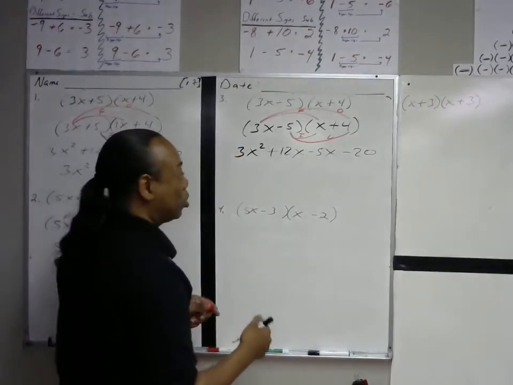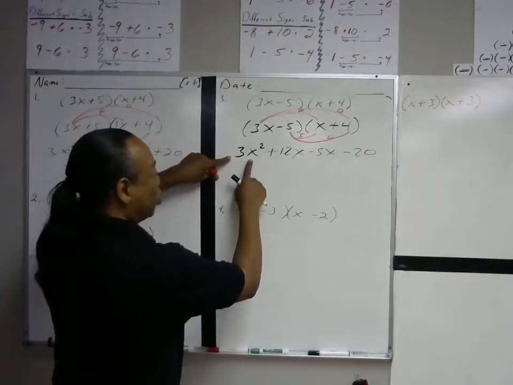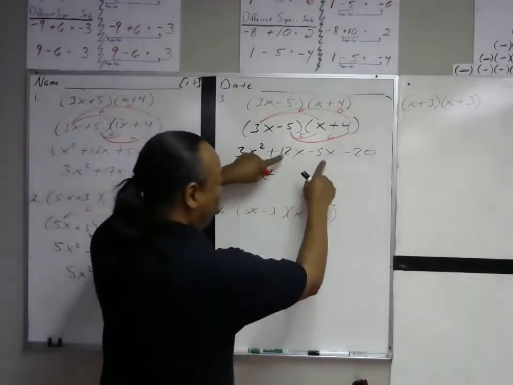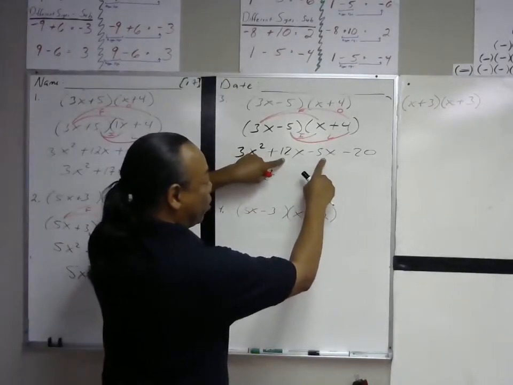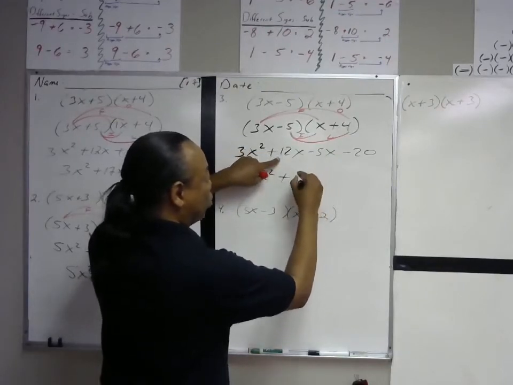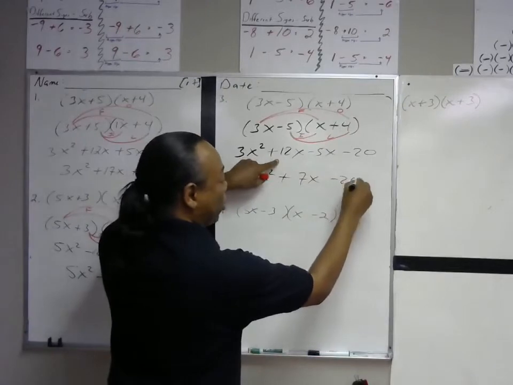Okay, now let's start collecting my terms. First, we'll start off with the x squared terms. The x terms are 12x and negative 5x. The bigger sign is positive, that's positive. And different signs subtract, so we'll get 7x, and then the minus 20 there.